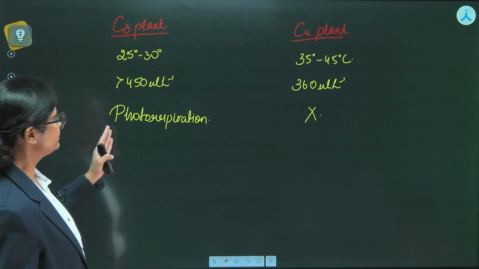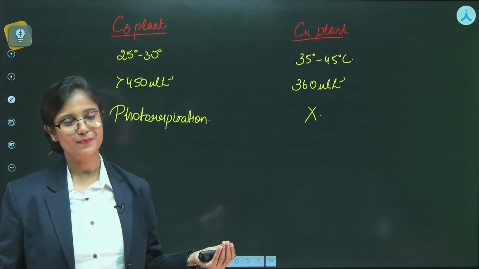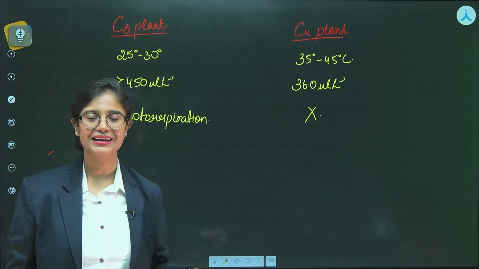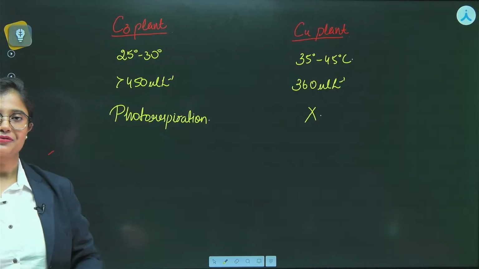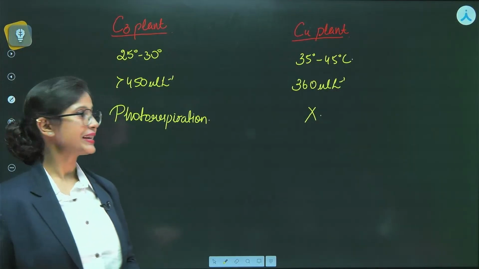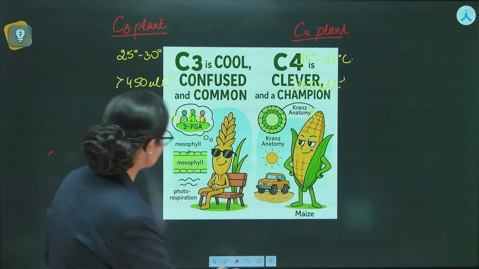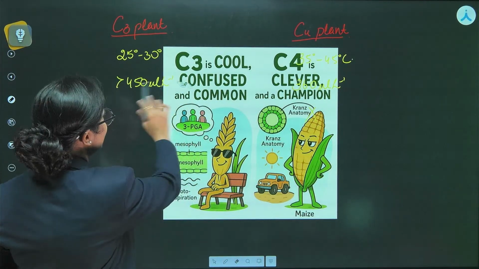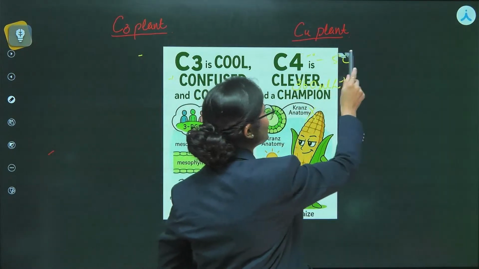Right? Again, the number of ATP which we have learned and the number of NADPH is similar in the C3 and the C4 pathway. So these are the complete differences between the C3 and C4 pathway. So here I can see that C3 is cool, confused and common, but C4 is clever and champion.